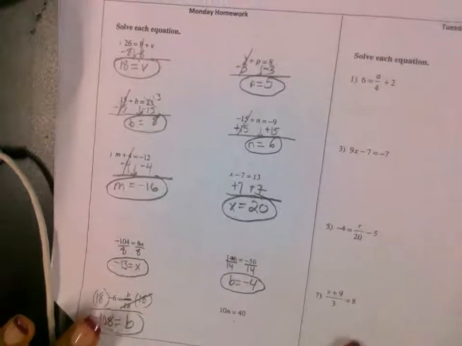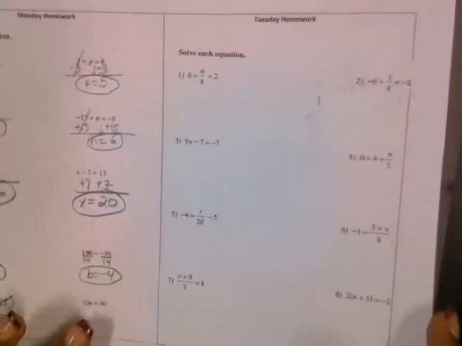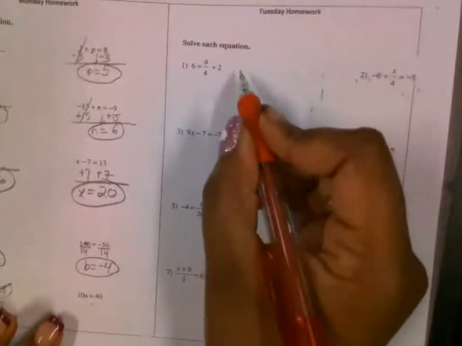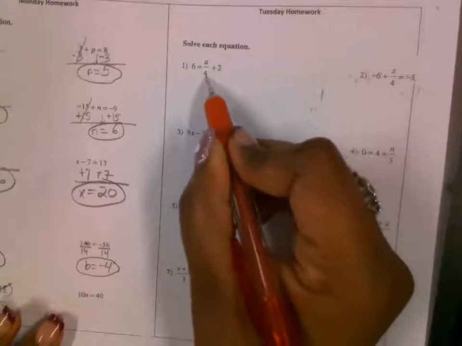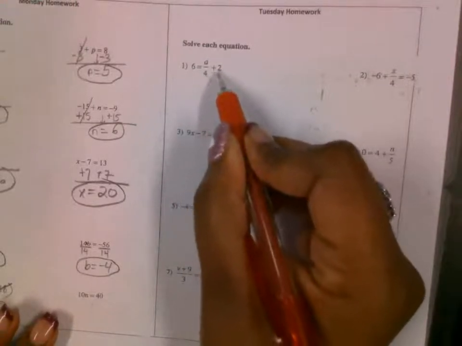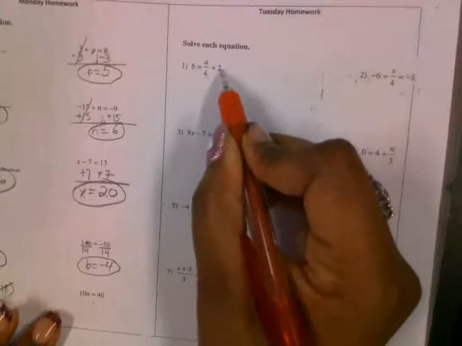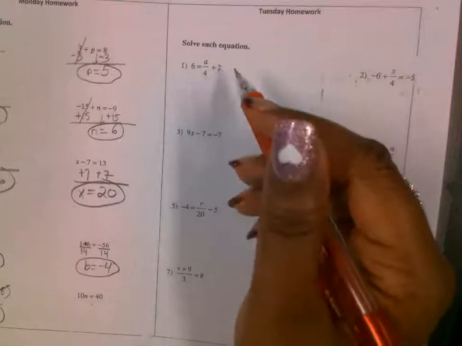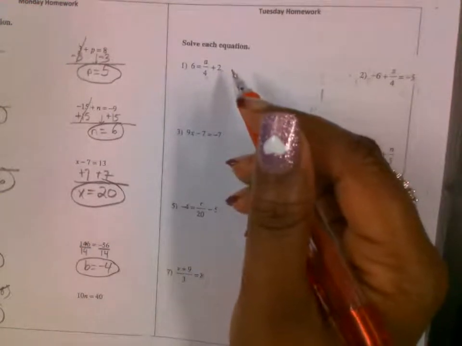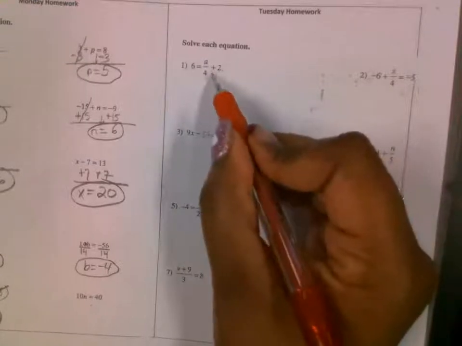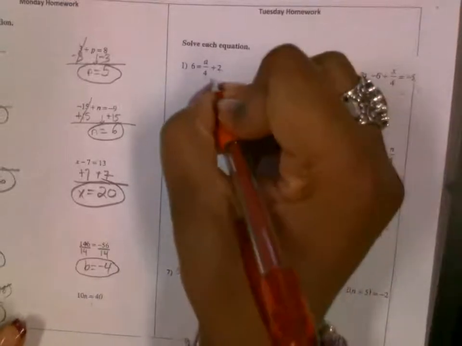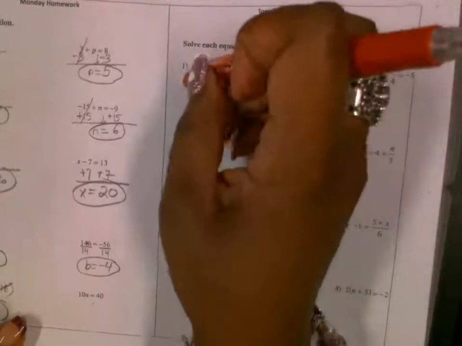All right. Let's go on to Tuesday. Let's make sure that we understood what to do for Tuesday. Okay, so for number 1, what do we get rid of first, the 4 or the 2? Which one do you think you're going to move first, 4 or 2? 4. Nope. Anything that you can add or subtract that's not directly attached to the variable, get rid of it first, okay? So this is a positive 2. What's the opposite of adding 2? So you're subtracting 2 to get rid of the 2. That's what you get rid of first.